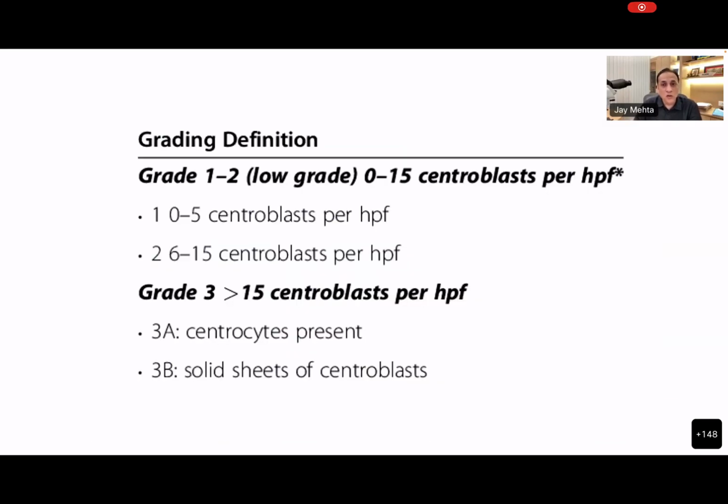Now that's how you grade the follicular lymphomas. Grade 1 and 2 is graded depending on the number of centroblasts per high power field. If you have 0 to 5, it's called follicular lymphoma grade 1. If you have 6 to 15 centroblasts per high power field, that makes it grade 2 follicular lymphoma. If it's more than 15 centroblasts, it's a follicular lymphoma grade 3. But if you can identify some centrocytes within it, it's follicular lymphoma grade 3A. And if it's just solid sheets of centroblasts, it becomes follicular lymphoma 3B.